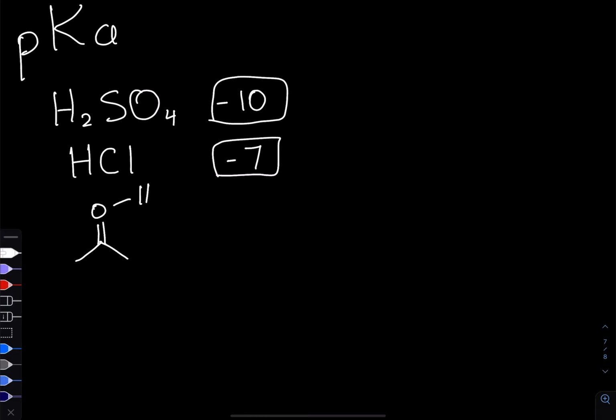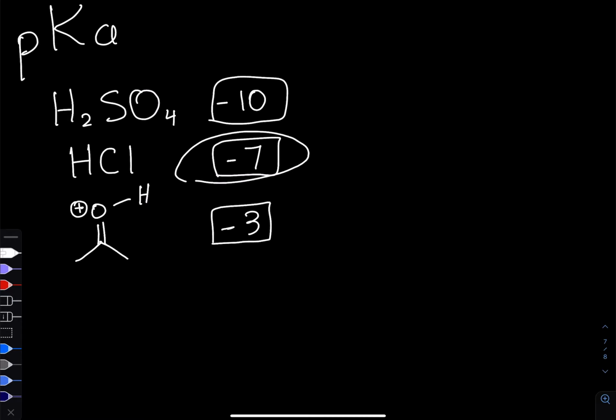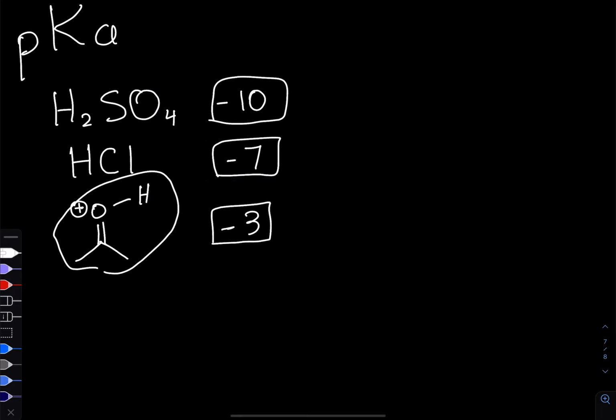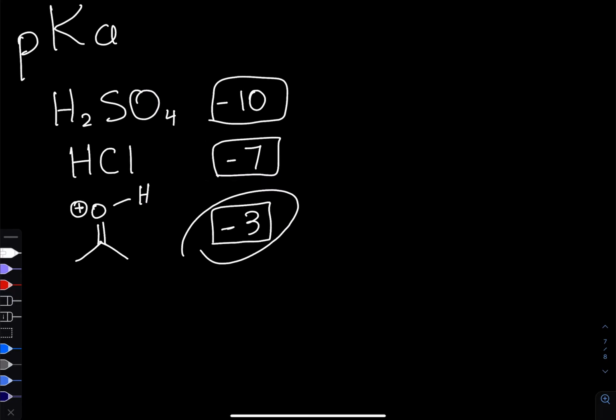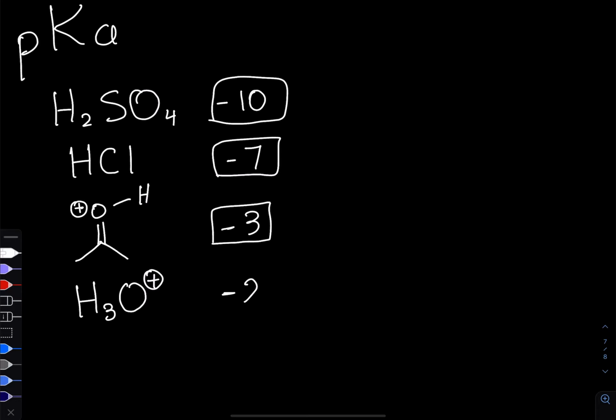So here, the first one is sulfuric acid. That one is the lowest pKa. It's -10, which means it's the most acidic molecule of the ones we're going to talk about. Then hydrochloric acid is -7, and then this is a protonated ketone here, and that's -3. What we have here is the hydronium ion. It's basically the type of acid that forms in water when you dissolve any acid in water. Hydronium ions.